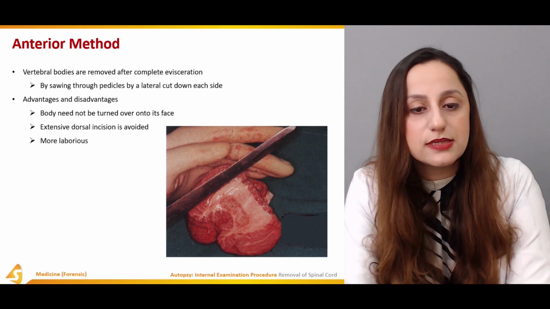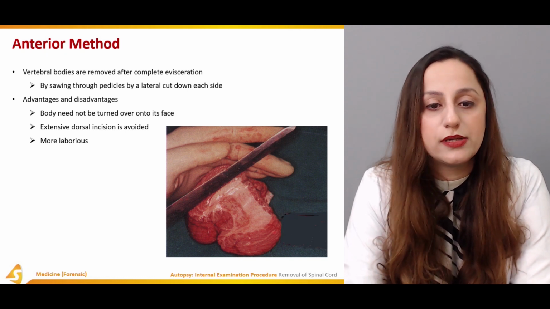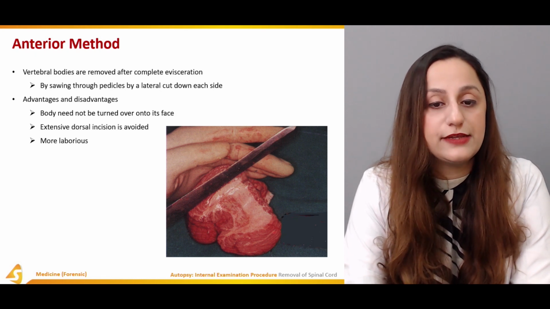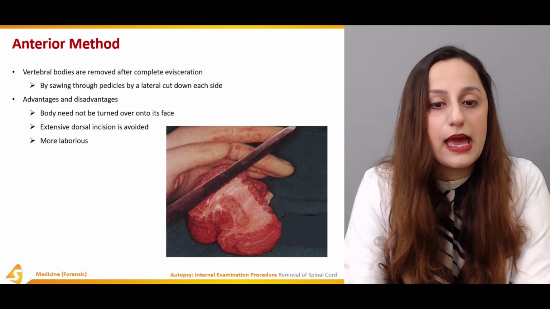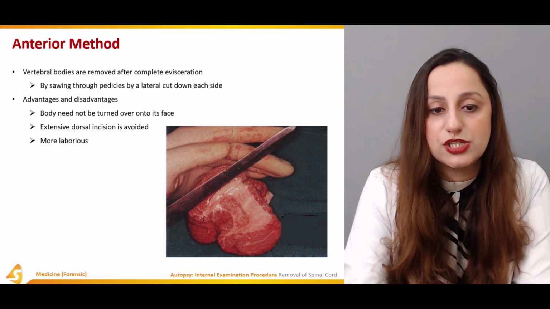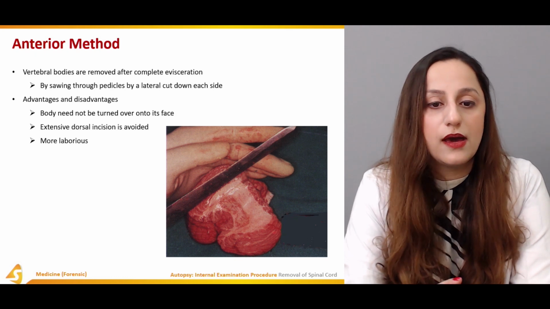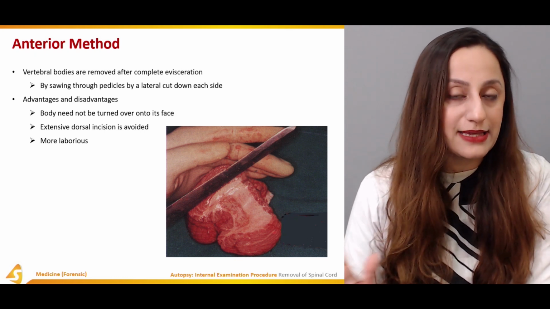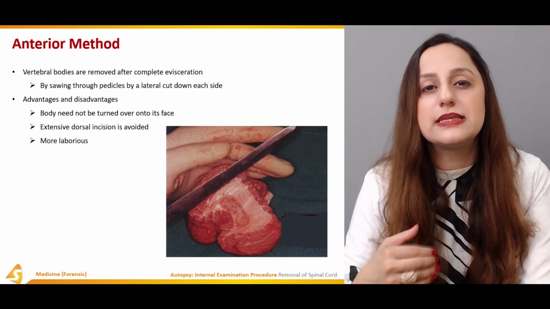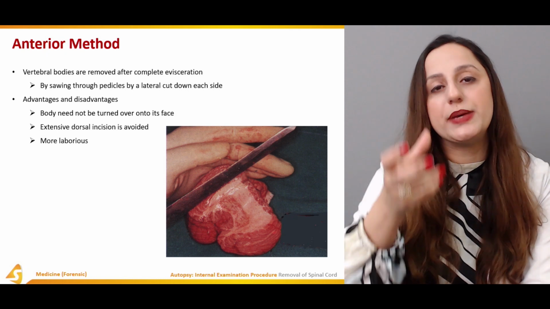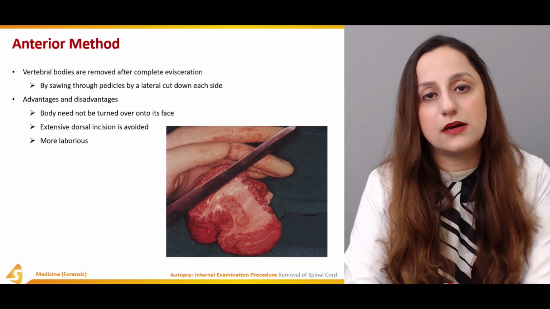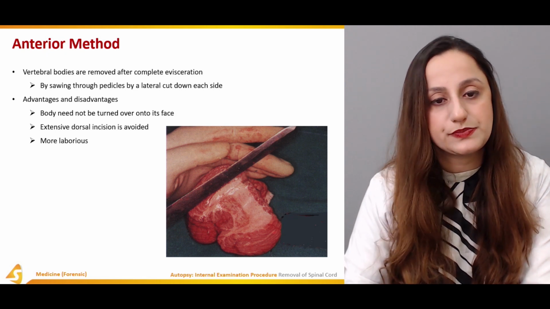The advantages and disadvantages are: the body need not be turned over onto its face, and the extensive dorsal incision is avoided. The disadvantage is that it is a more laborious method. The advantage is that an extensive incision is avoided, and the disadvantage is that it is a more laborious procedure to go through all these vertebral bodies and then reach the spinal cord.